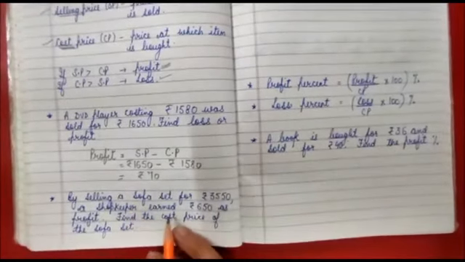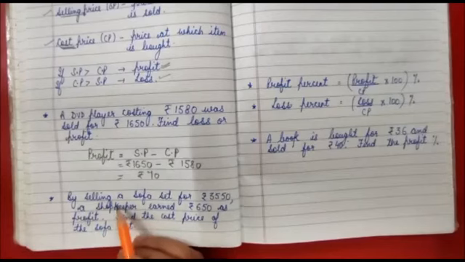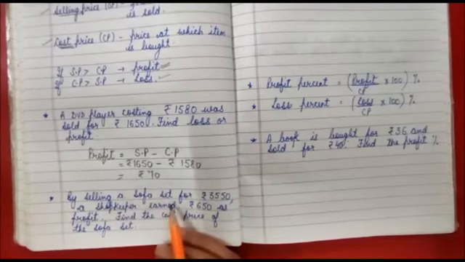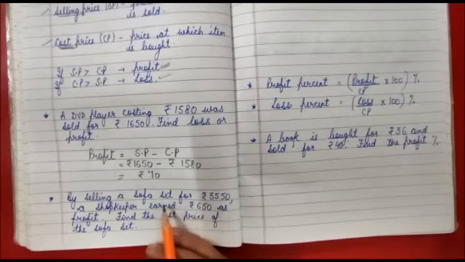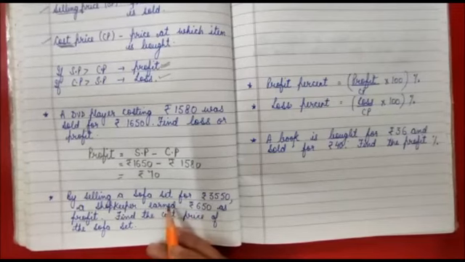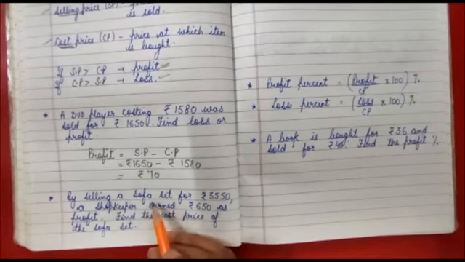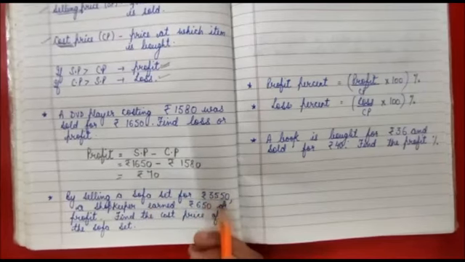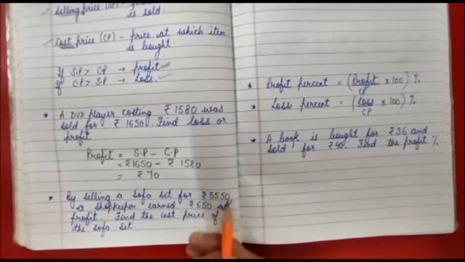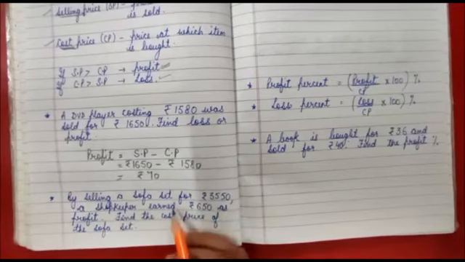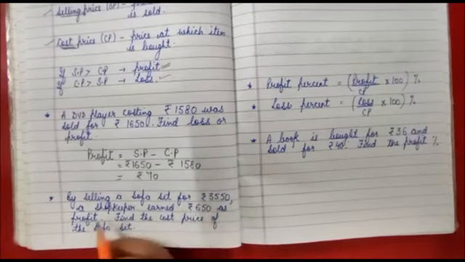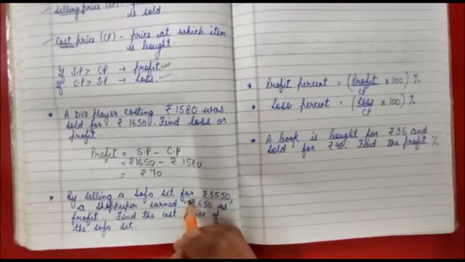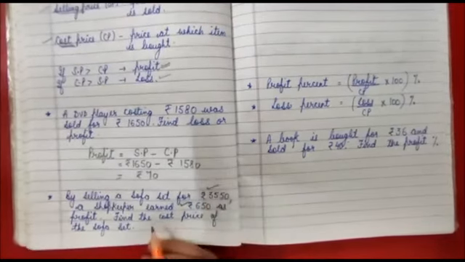Another example which I have taken from your own book. By selling a sofa set. In this chapter you will find all the questions are related to the shopkeepers, to the business, the ones who are running a business. So by selling a sofa set for this much, it means this is the selling price of the sofa. A shopkeeper earned rupees 650 as a profit. So I know the profit, I know the selling price also.